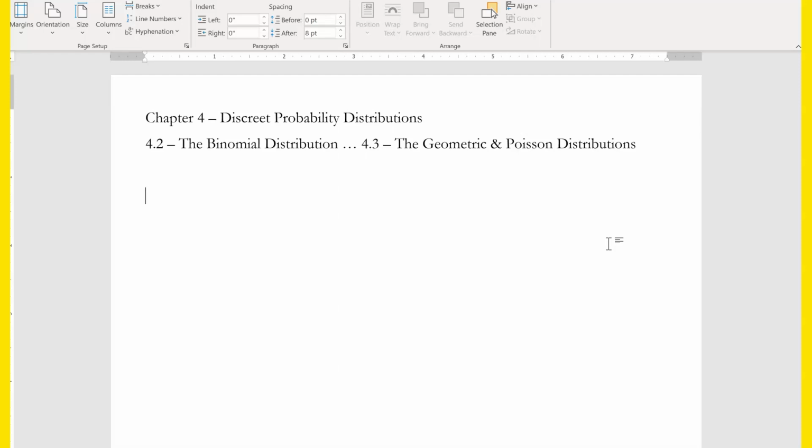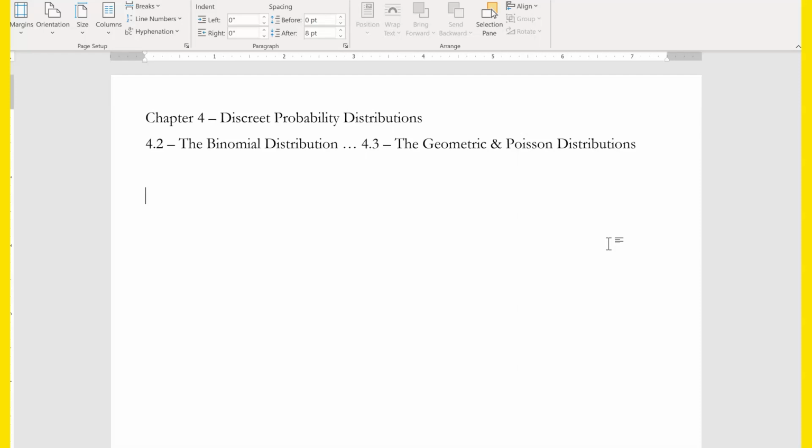So, take two. Chapter 4 is about the discrete probability distributions. If you remember, discrete means that it skips things in counting. So 1, 2, 3, 4. I'm skipping numbers when I'm counting like that. There's an infinite amount of numbers between 1 and 2 and 2 and 3 that I'm skipping over. So discrete distributions count discretely like that.